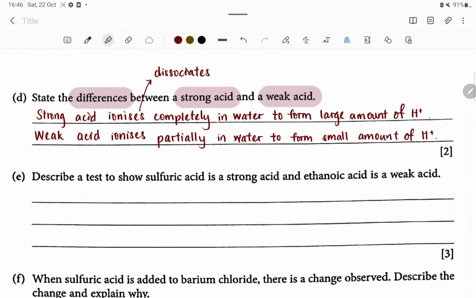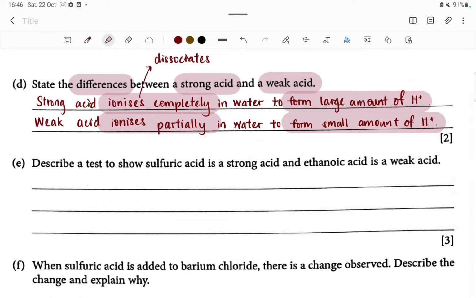So this one 1 mark for one difference. This one ionizes completely, while this one ionizes partially. Must write in water and then to form large amount of H plus. This one forms small amount of H plus. Okay, this, let's see D.